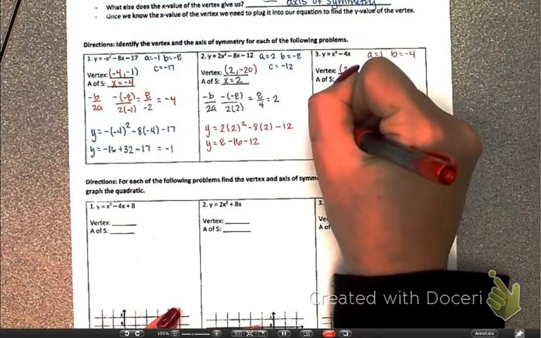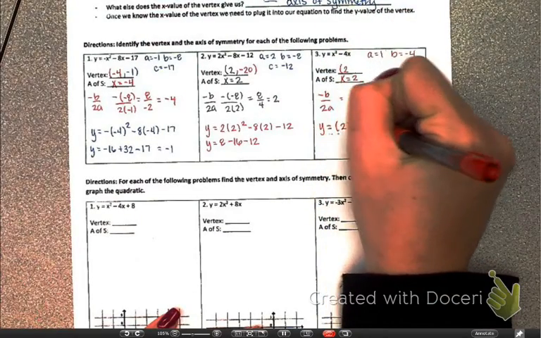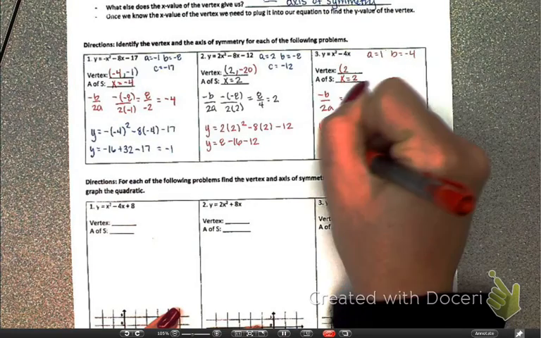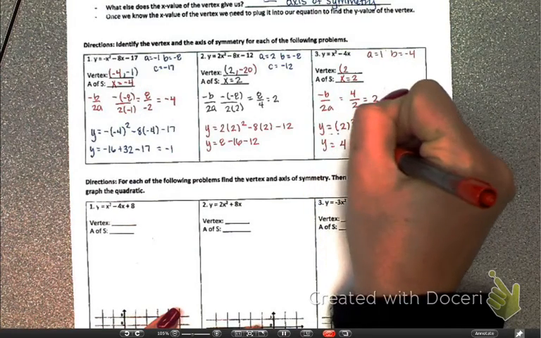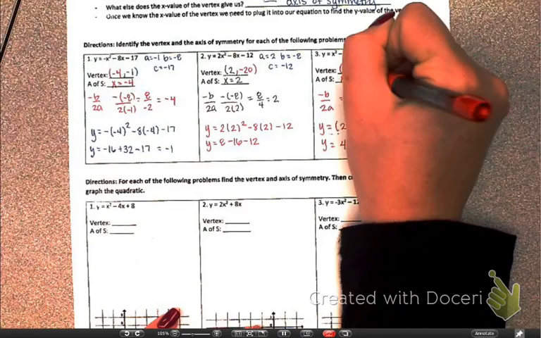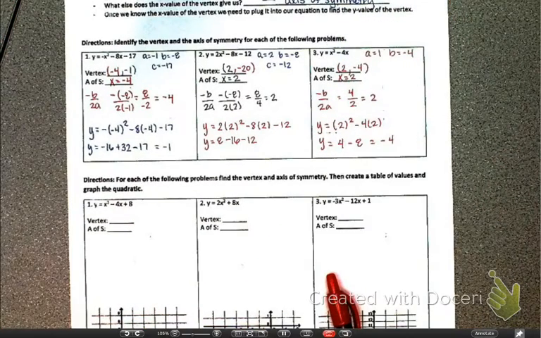When I plug it back in, I get 2 squared minus 4 times 2. 2 squared is 4 minus 8. You should have gotten negative 4. You got it? I told you it was easy.